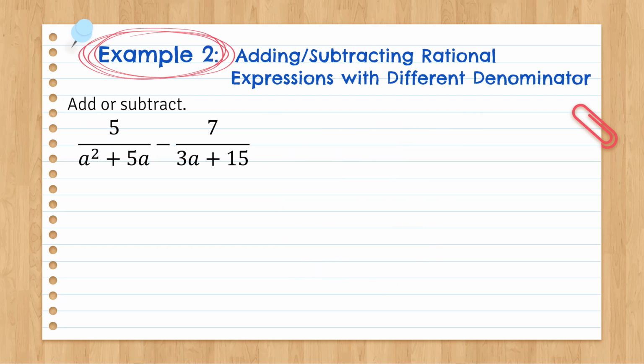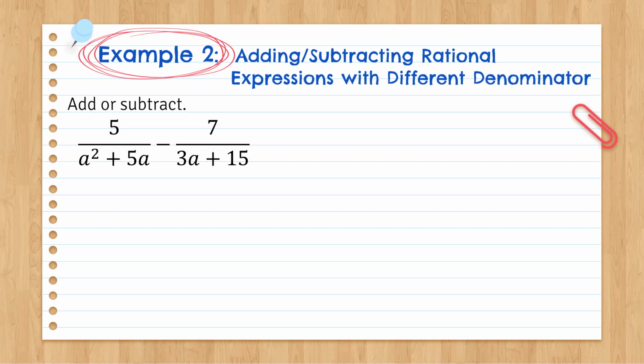So for our second example, let us have this given. We have 5 over a squared plus 5a minus 7 over 3a plus 15. Notice that, again, they have different denominators. So since we cannot add the numerators if we have different denominators, what we are going to do is to factor out first our denominators.